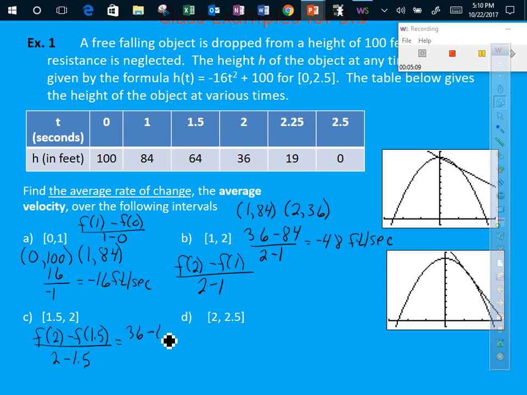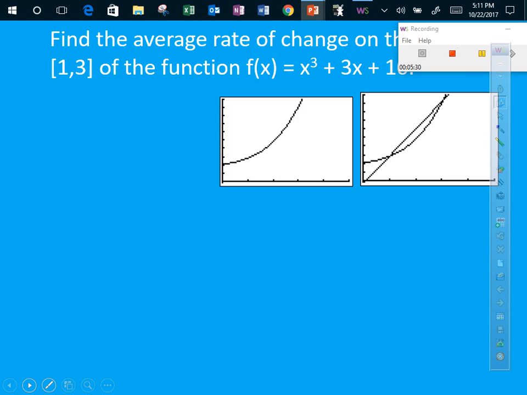F of 1.5 is 64. Over 2 minus 1.5 is 0.5. Looks like that's going to be 28 divided by a half, so negative 56 feet per second. And I'm not going to worry about that one. So guys, so far, average rate of change is just slope. So remember that so far.